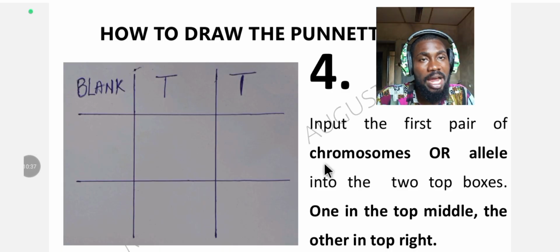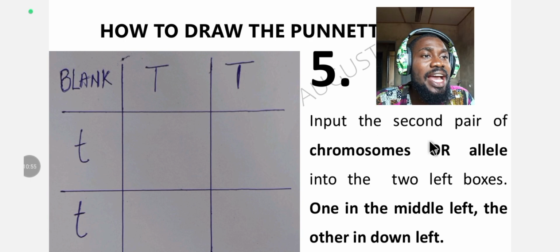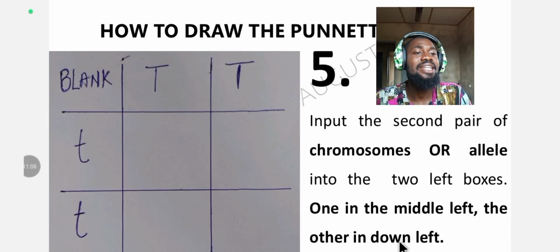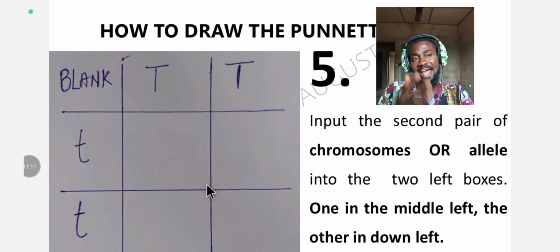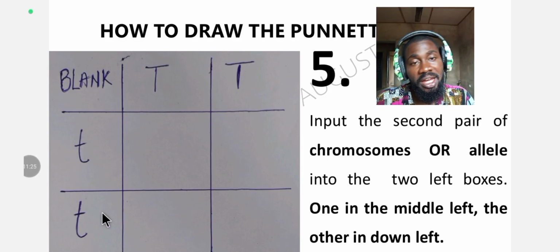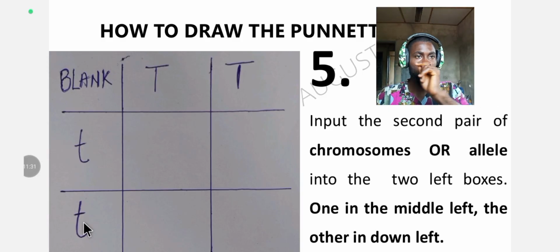That's it. Let's look at the fifth step. The fifth step of drawing the Punnett square reads: input the second pair of chromosomes or alleles into the two left boxes, one in the middle left, the other in down left. Looking at the diagram we have here, this is the middle and this is the left. So middle left, you are putting it here, then you put the other one here, down left. So basically, you put the first two up here, 1, 2, then you put the other two alleles, 1, 2.